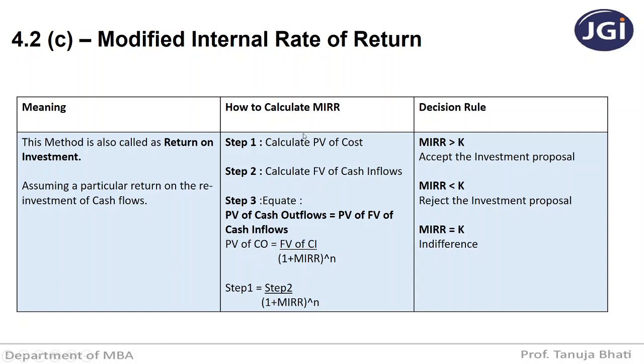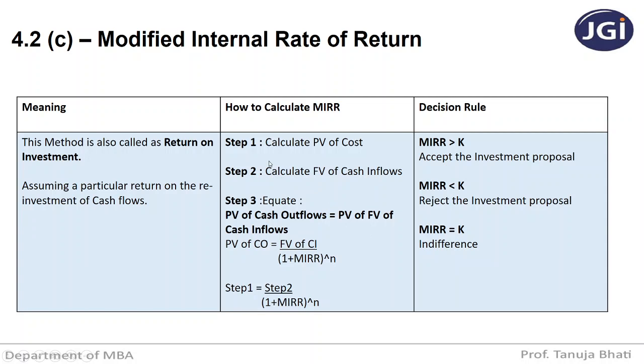Now how do you calculate the modified rate of return? Always remember there are three simple steps. Step number 1, you calculate the PV of cost, which is nothing but the PV of cash outflows. Second, calculate the future value of cash inflows. And third, equate step number 1 and 2, meaning PV of cash outflows should be equal to PV of cash inflows. Can we equate the present value of the cash outflows with the future value of cash inflows? No, because they are not comparable.